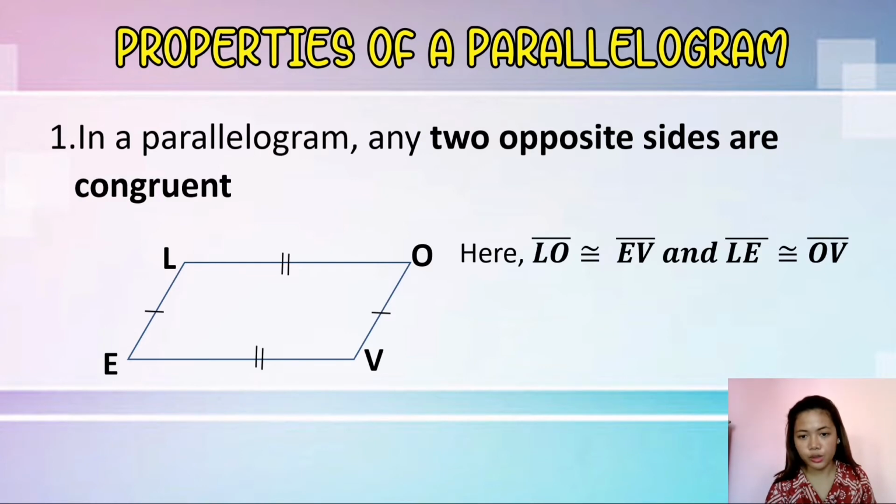In symbols, we have this one. So, the side is written like this. We have LO, segment LO. We use a horizontal line above the two letters to indicate that that is a side or a line segment. Then we have this congruence symbol. So, segment or side LO is congruent to side EV and side LE is congruent to side OV.